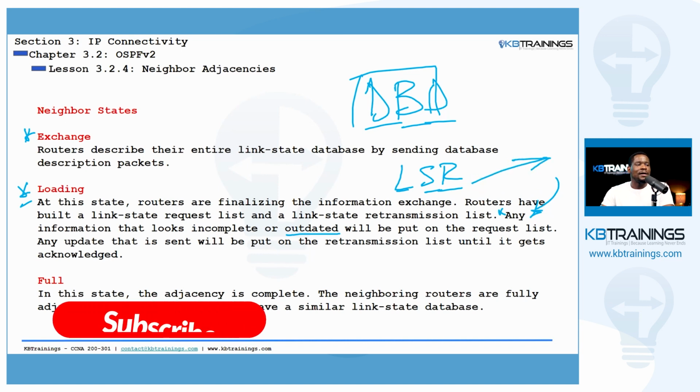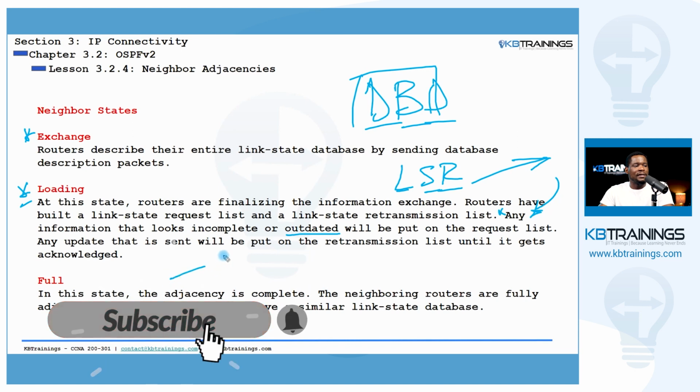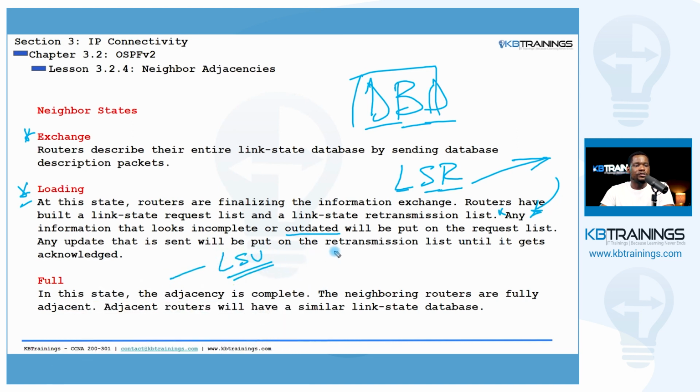And when we are sending an update to the neighbor inside a link state update, we are putting this information in what is called the retransmission list. The retransmission list is a list of updates that we have sent and have not received acknowledgement for. As soon as we receive a link state acknowledgement from the neighbor, we're going to remove that information from the retransmission list, and we'll keep going with all the database sharing.